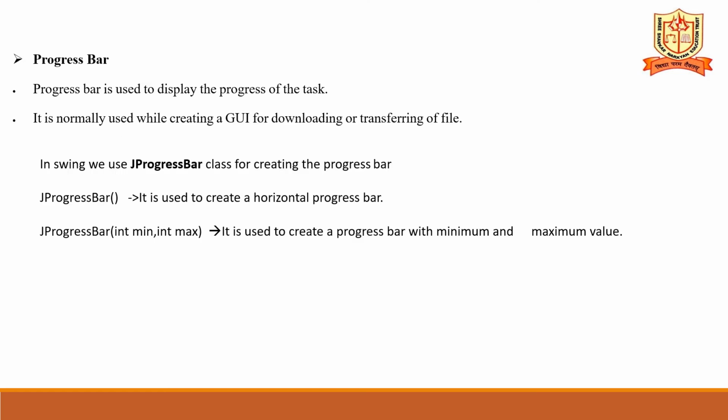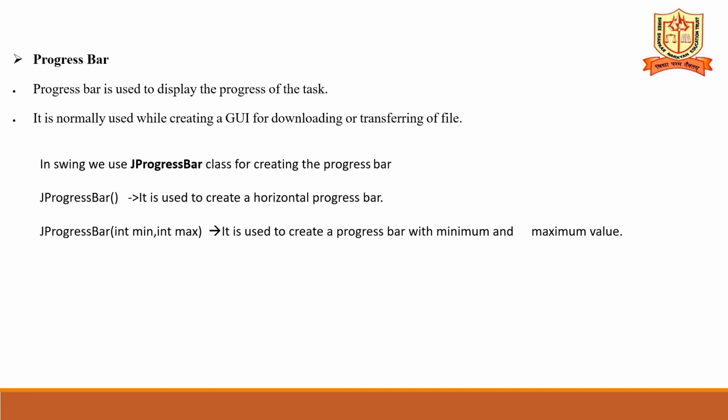Here we will see the progress bar. Progress bar is used to display the progress of the task. It is normally used while creating a GUI for downloading a file. In Swing, we use the JProgressBar class for creating the progress bar. The first constructor is used to create a horizontal progress bar. By default, the progress bar is horizontal.